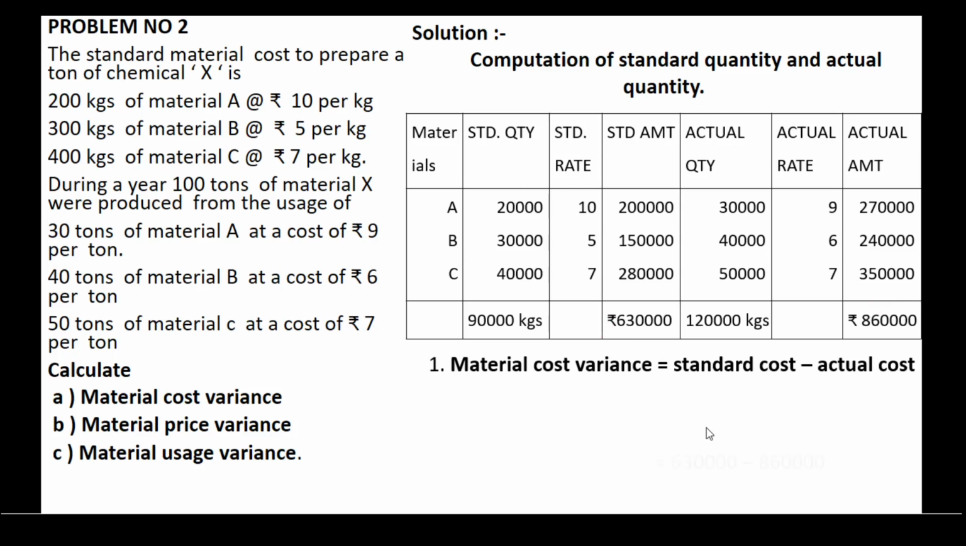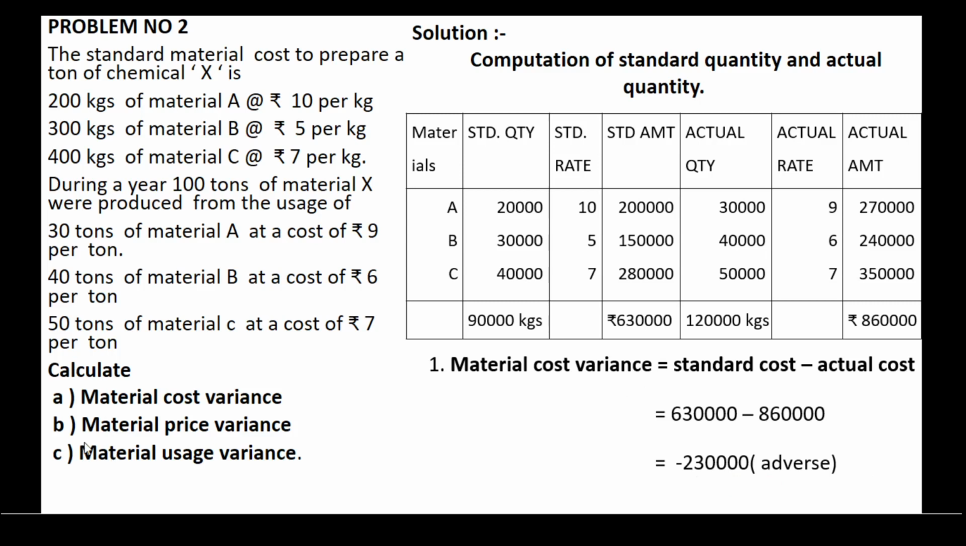Okay, so the standard cost 6,30,000 minus 8,60,000. So here the actual cost is more than the standard cost. So that's why it is called adverse. So minus 2,30,000 adverse. So this is the calculation of material cost variance.